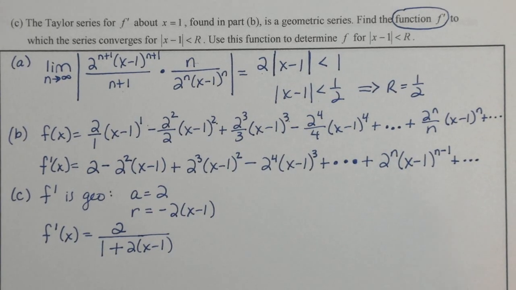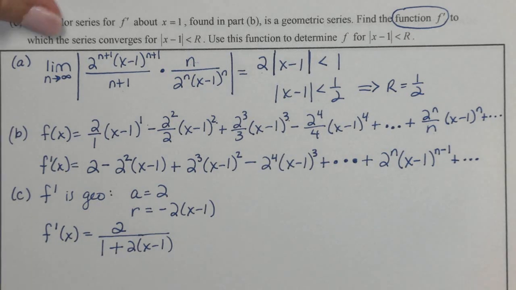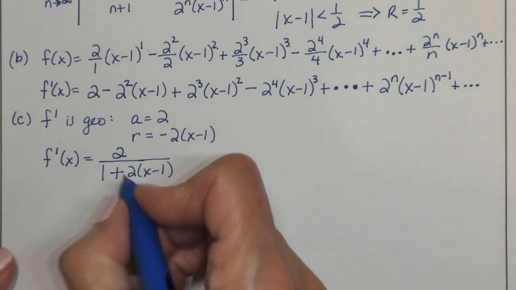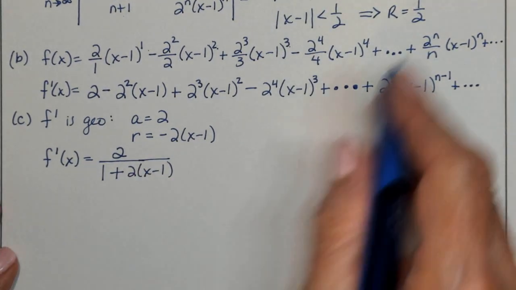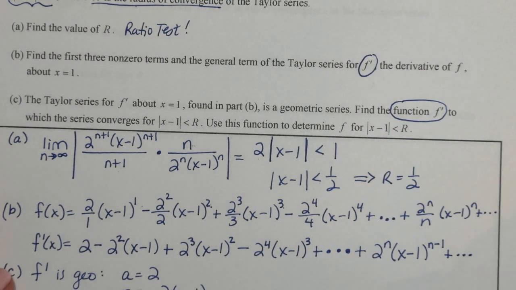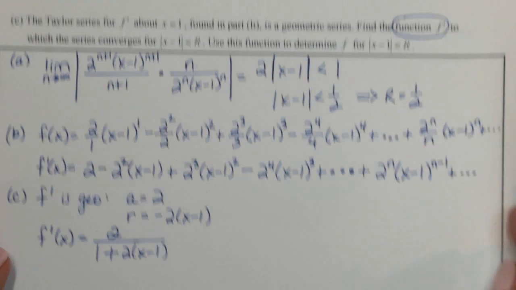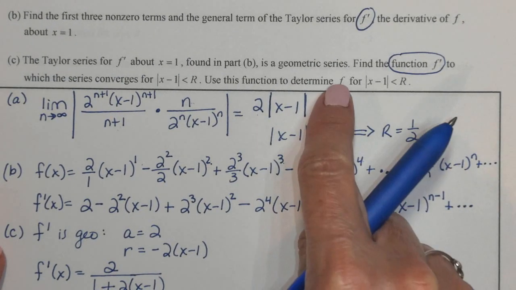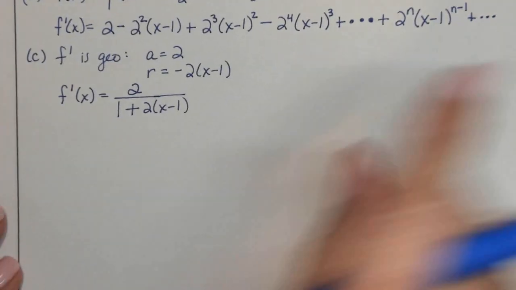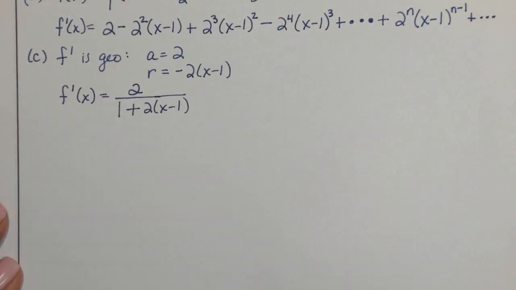Okay. So that is using the a over 1 minus r. Alrighty. That's f prime. So I found the function f prime, which the series converges to. Now I need to find the function for f. So if this is f prime, what do I do to that to get f?